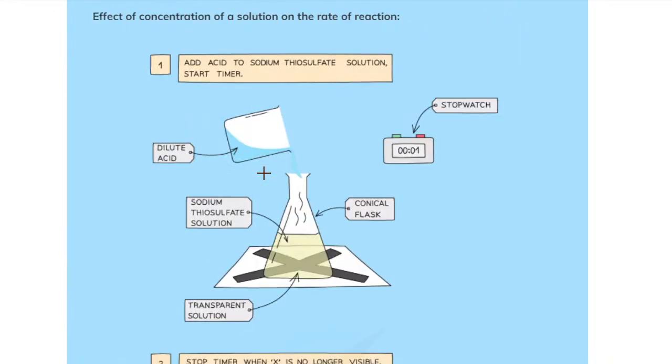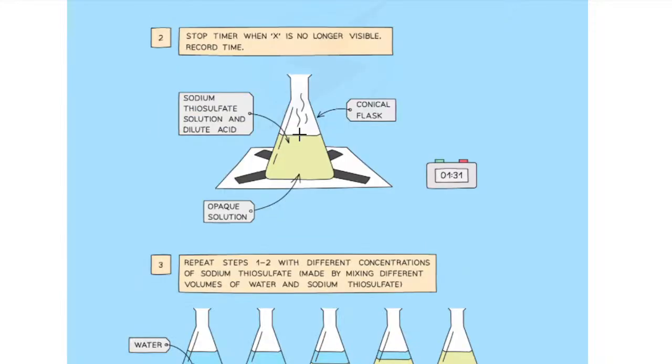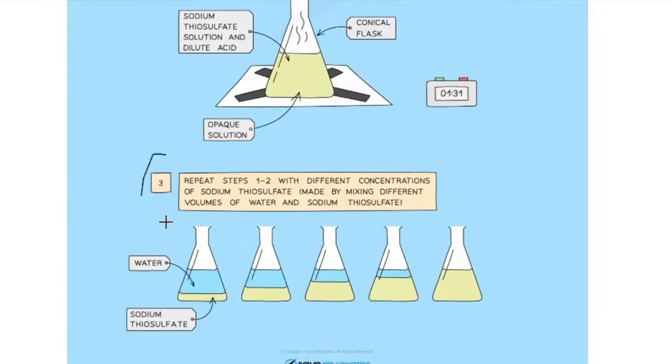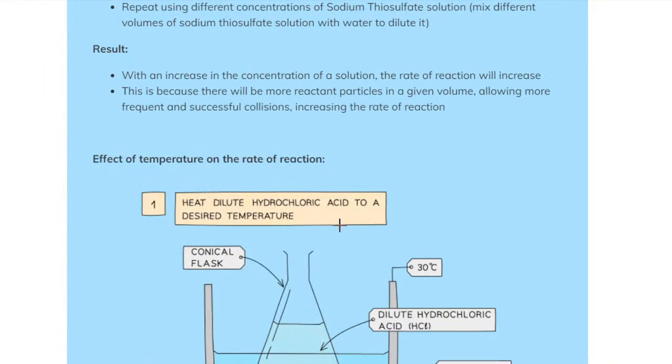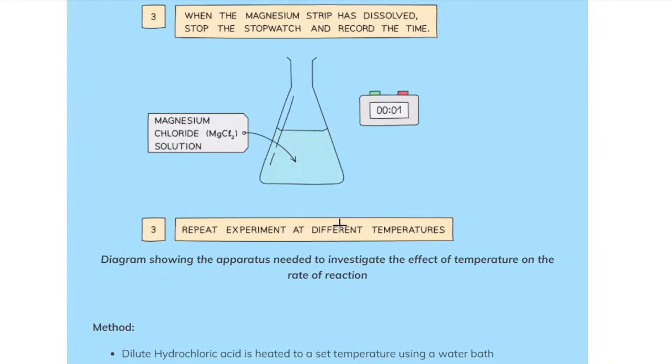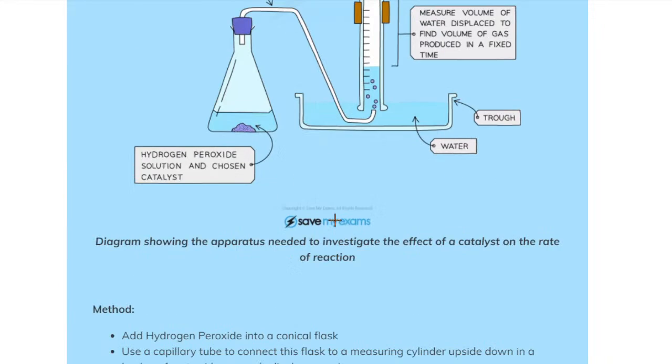We move on to the effect of the concentration of a solution on the rate of a reaction. Number one, add acid to the sodium thiosulfate solution and start a timer. This time we're bringing concentration into the picture. We are using different concentrations, as you can see, and that's how we look at the rate of a reaction. It's not that important to know all of this, but these are just some examples of how we can do these experiments.